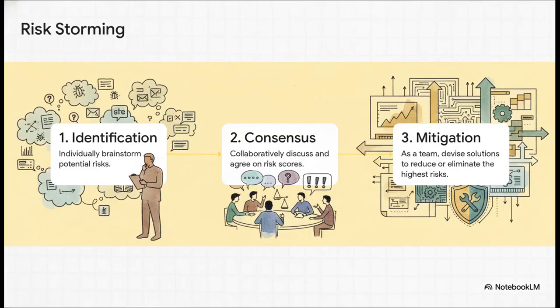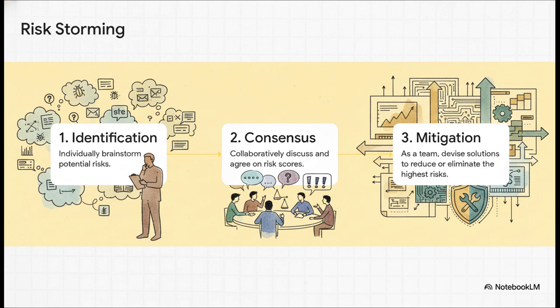So this collaborative process has a name. It's called risk storming, and it follows 3 really clear steps. First, identification. And here's the key. Everyone works individually at first to brainstorm risks and score them. This is so important because it prevents groupthink. Next is consensus. Now the team comes together, shares what they found, and debates, sometimes pretty passionately, until they can all agree on the scores.